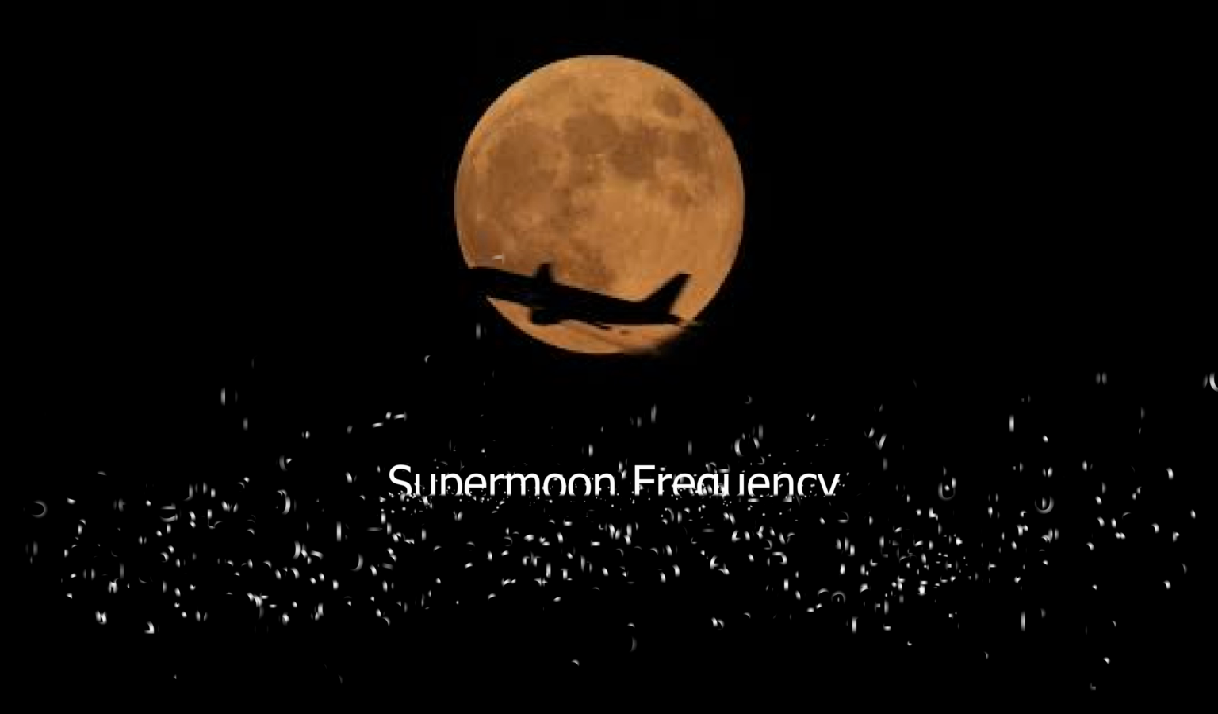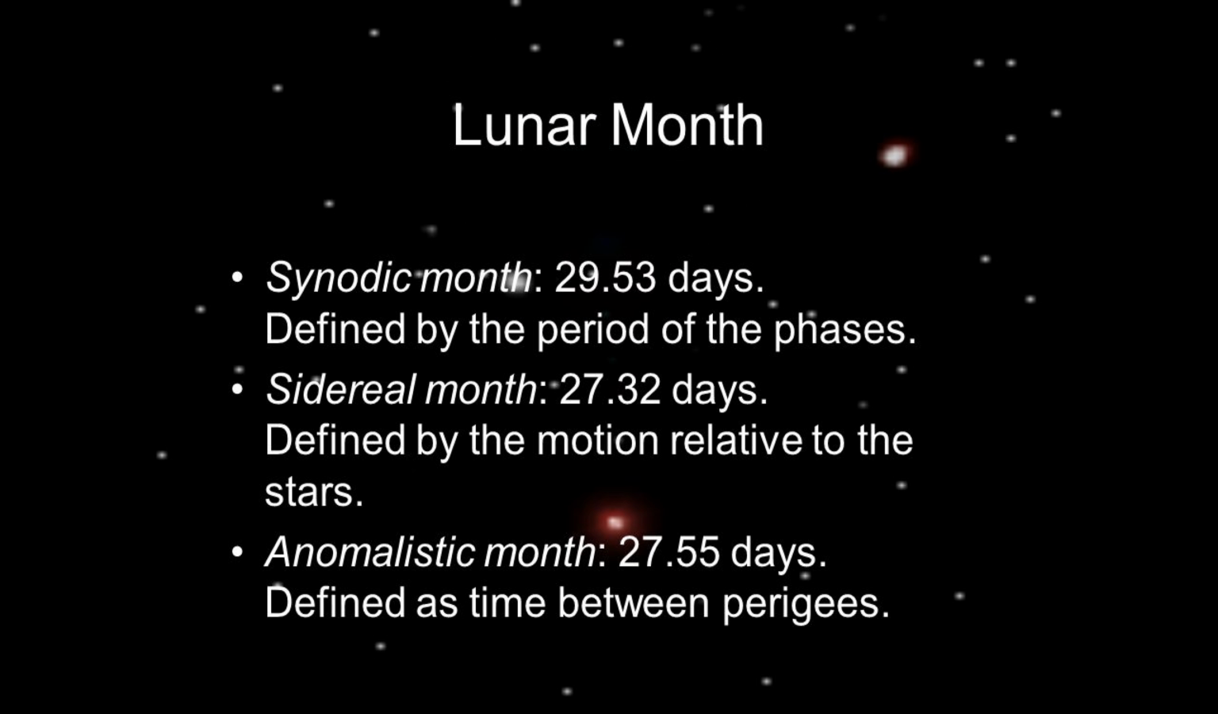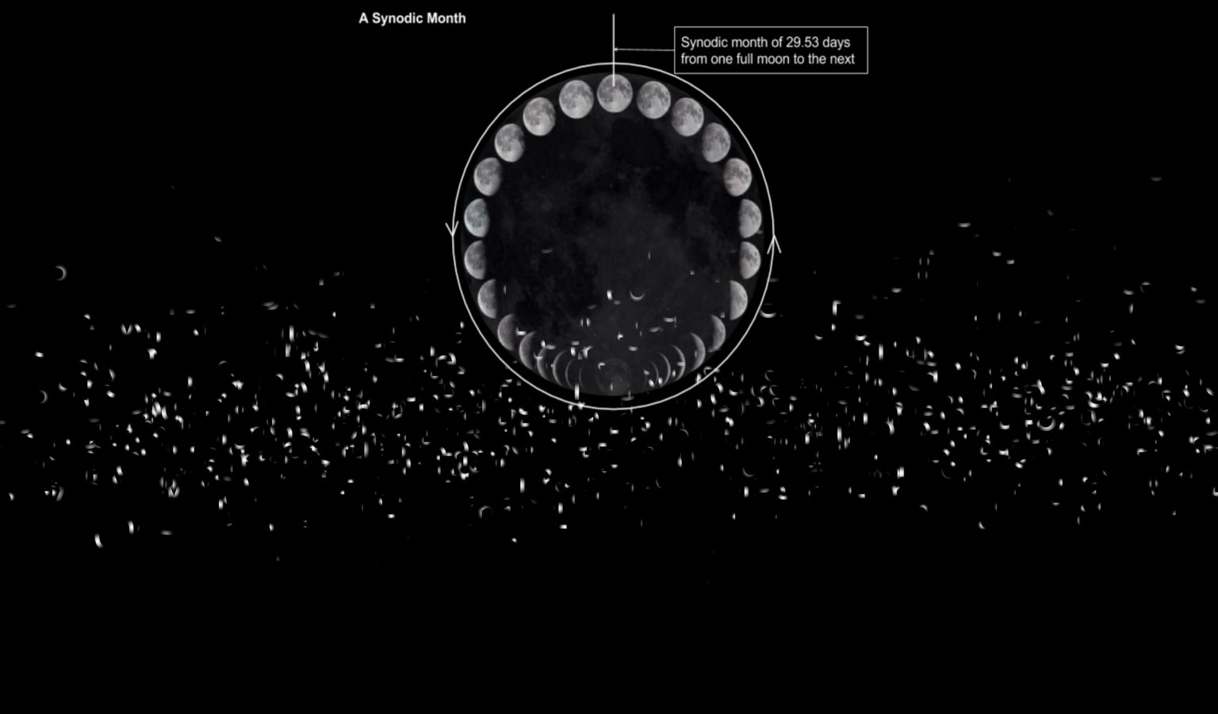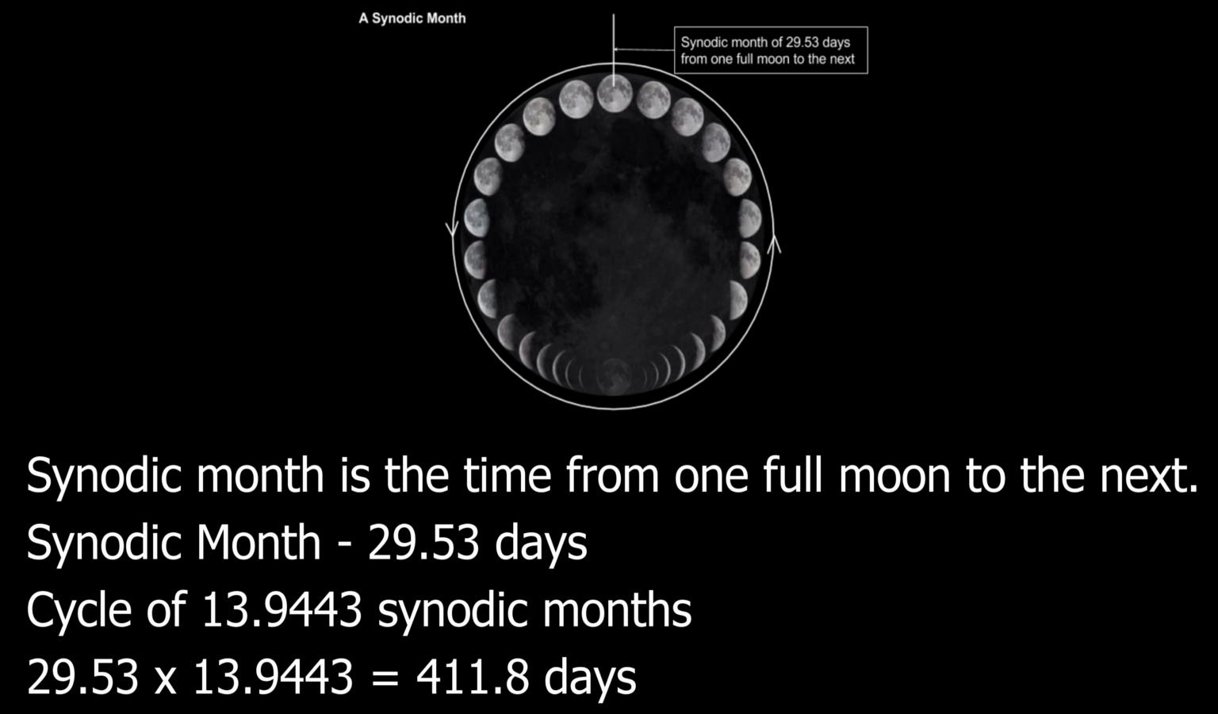The frequency of a supermoon occurrence is approximately every 14th full moon. This is because synodic and anomalistic months differ by almost 2 days. Perigee and full moon alignments will drift relative to one another. The beat period between the two is about 13.9443 synodic months, about 411.8 days.